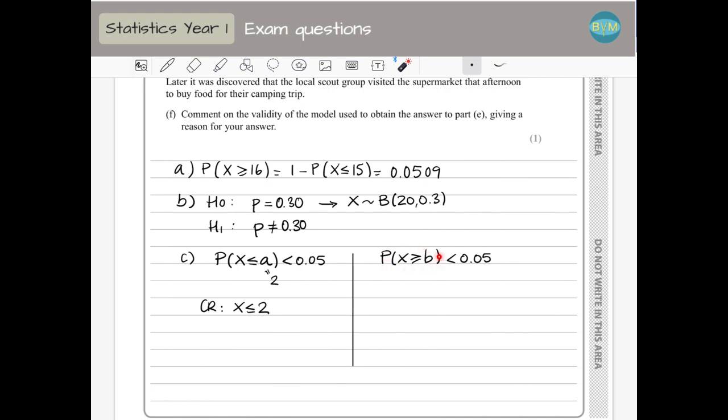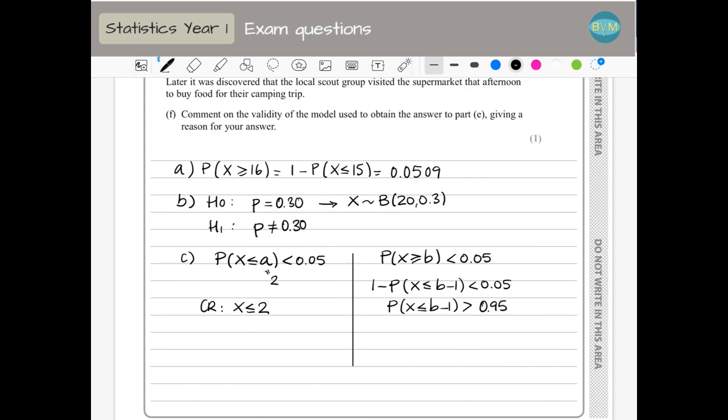Now, I cannot use the tables straight away for the same reason here. I don't have the greater or equal, so I'm going to rewrite the question as 1 minus probability of x being smaller or equal than b minus 1. That must be smaller than 0.05. If I reorganize my inequality, the probability of x being smaller or equal than b minus 1 is going to be greater than 1 minus 0.05, which is 0.95.